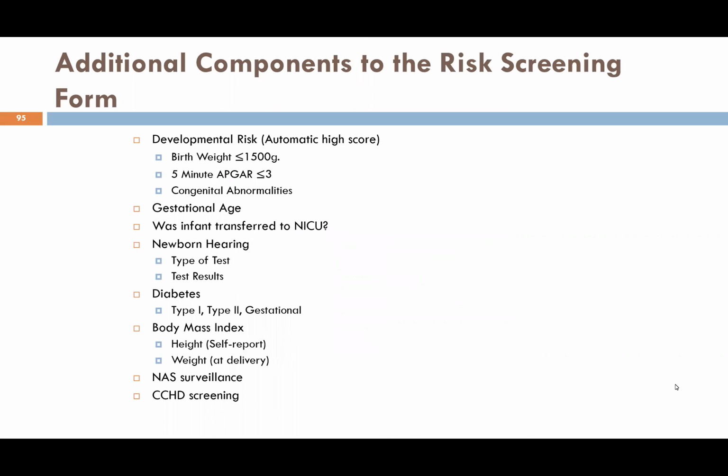This slide just shows how the birth score changed more specifically from when Dr. Mullet and Dr. Meyerberg worked on it here. Looking at developmental risks, if they meet one of those 3 criteria, they're an automatic high birth score. Those babies that have one of those 3 automatically get a Birth to 3 referral here in West Virginia. And then we looked at, of course, gestational age, NICU, newborn hearing, diabetes, BMI, NAS surveillance, and CCHD screening.